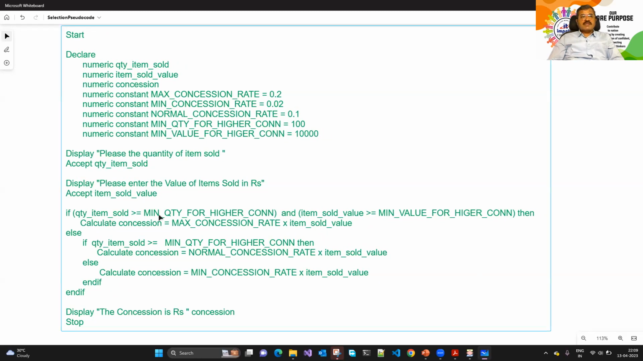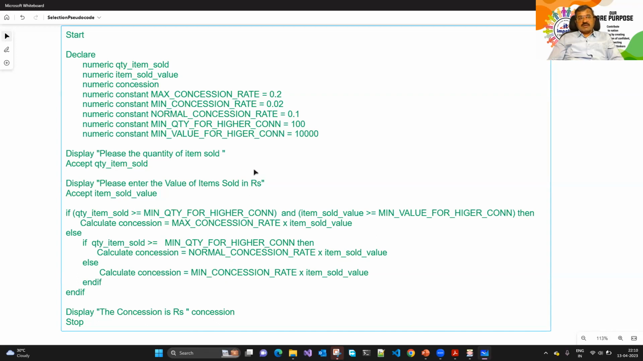Say somebody's items sold are 500 and value is 20,000. So 500 greater than or equal to 100, that's correct. And 20,000 is greater than or equal to 10,000, that's also right. Then we calculate the max concession rate and then we come out and we display the concession. Because if any condition is true, the rest of the conditions are skipped. That is a good idea.